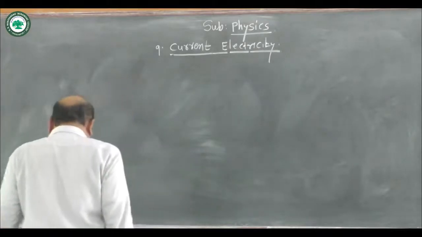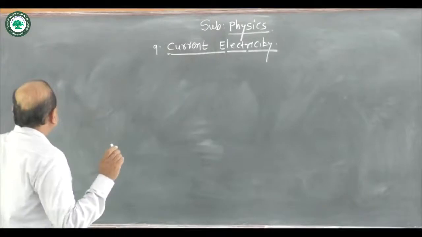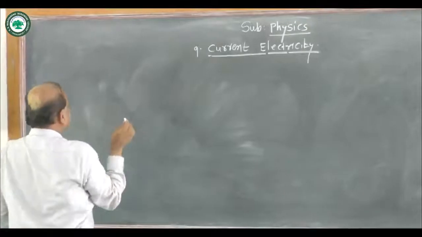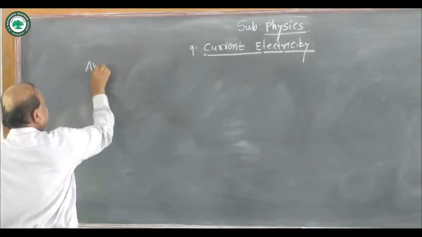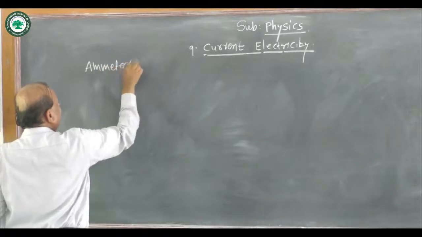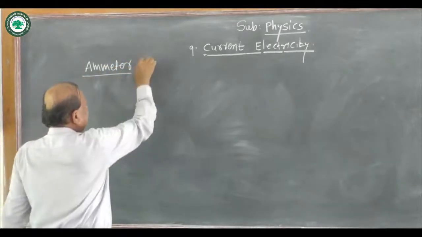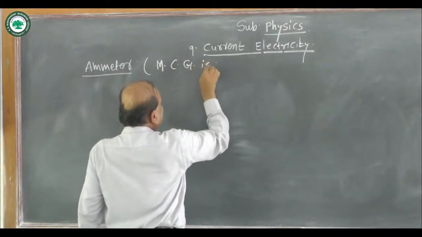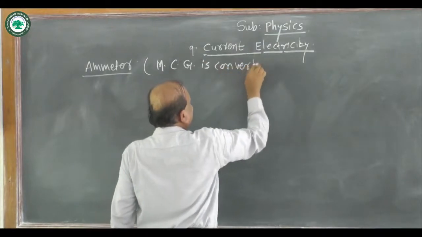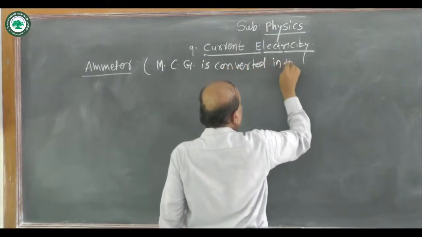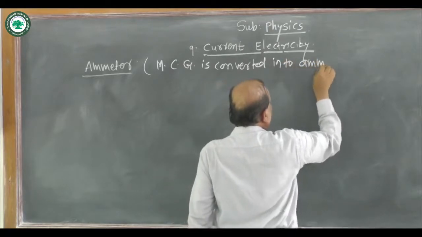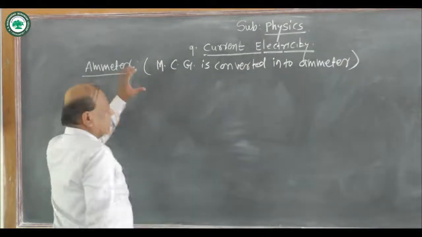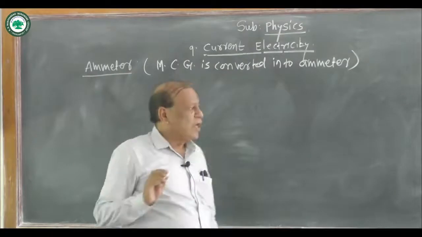For the measurement of current, we use an instrument which is known as an ammeter. Today we have to study about this ammeter. Here the moving coil galvanometer is converted into an ammeter. How will this moving coil galvanometer convert into an ammeter?